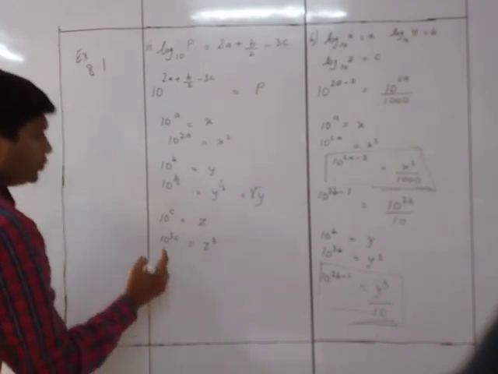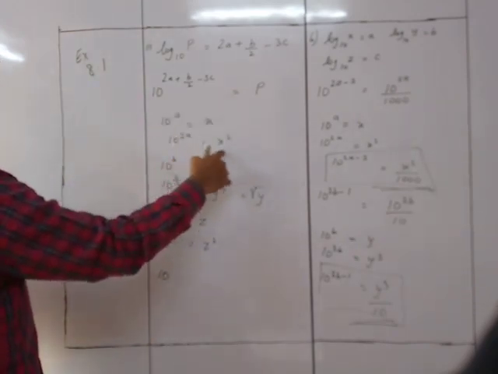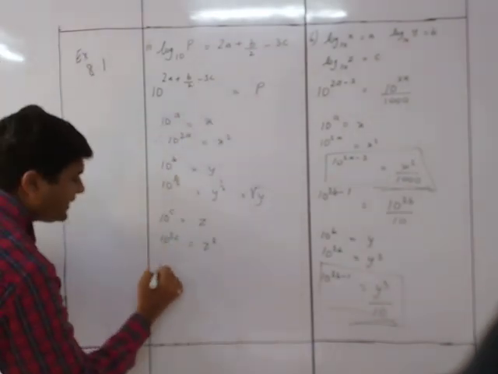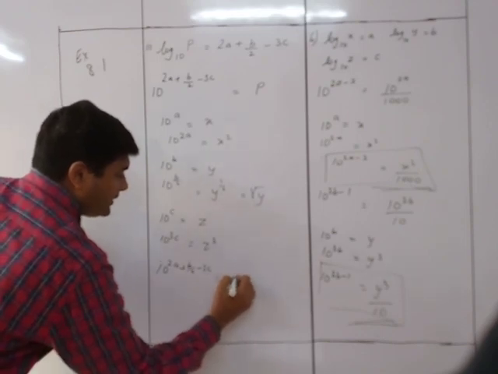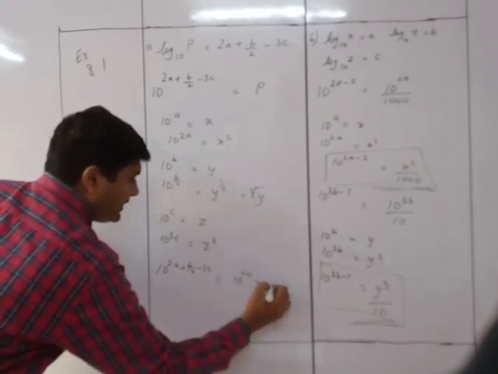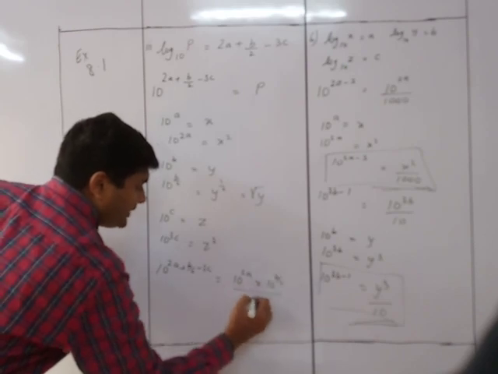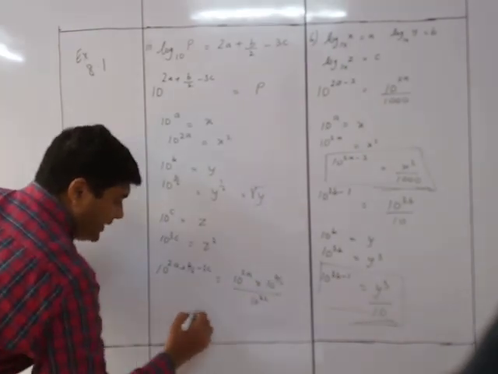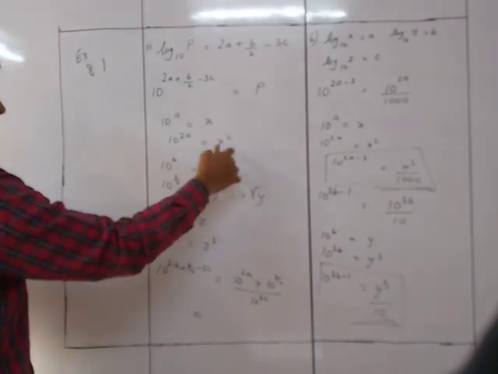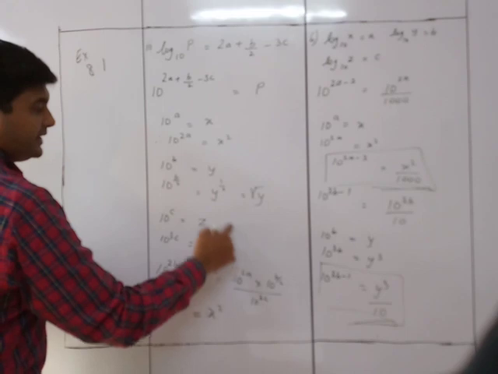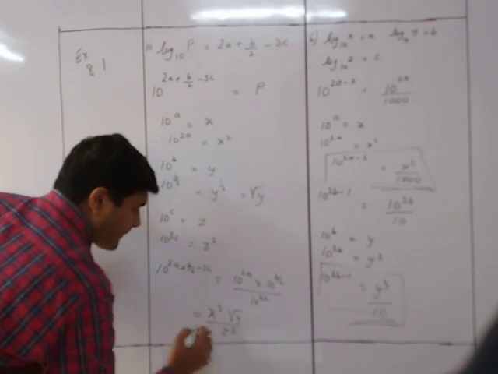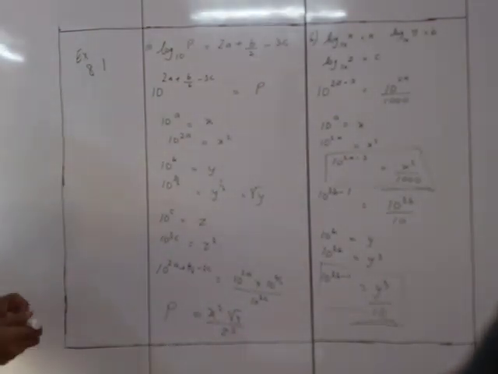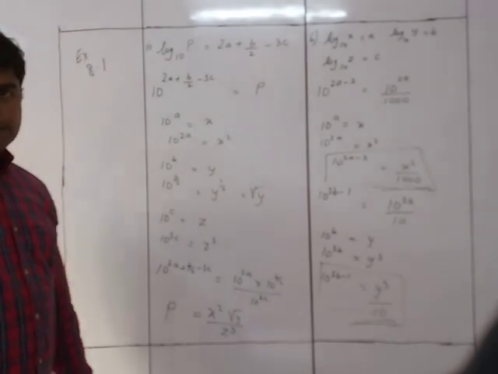Now taking all these one by one. So you have over here 10 raised to 2a is x square. So 10 raised to 2a plus b upon 2 minus 3c is nothing but 10 raised to 2a into 10 raised to b upon 2 upon 10 raised to 3c. Hence it will be 10 raised to 2a, which is x square, 10 raised to b upon 2, which is root y, and this is nothing but z cube. So that's why p is equal to x square root y upon z cube.